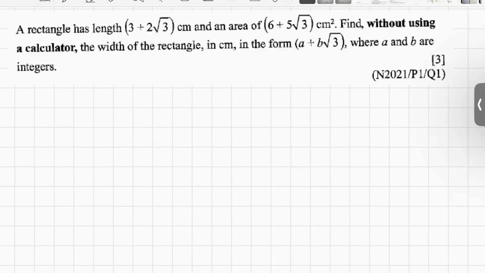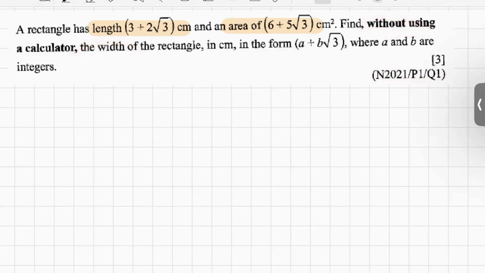Okay, taking a look at Surds question, 2021 Paper 1 Question 1. Surds is one of the topics that you will definitely score in the exam, so make sure this is one of the topics that you are stronger at, okay? The rectangle has a length of this one here, and this is the area. They say without using a calculator, find the width, all right?